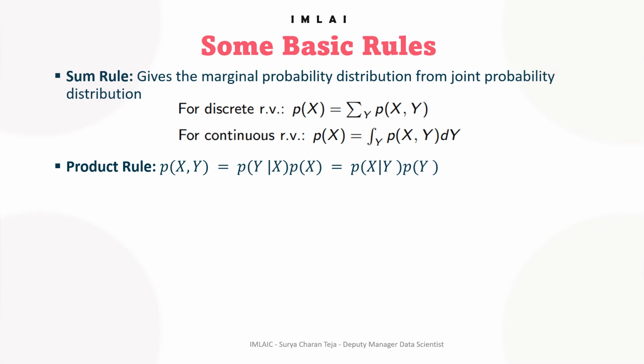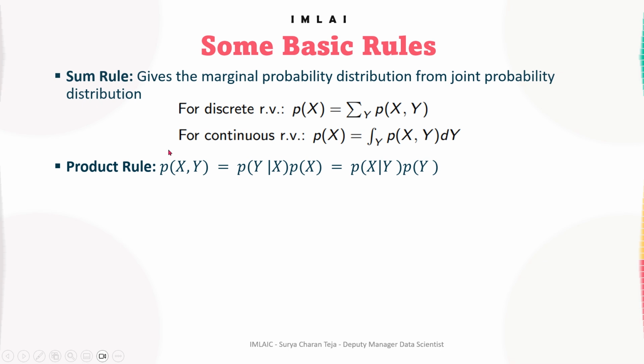Now let's look into the product rule. The product rule states that the joint probability of two events can be found by multiplying the probability of one event with the conditional probability of the other event given the first event. As you can see on the screen, for two discrete random variables, capital X and capital Y, the product rule can be expressed as you can see on the screen.